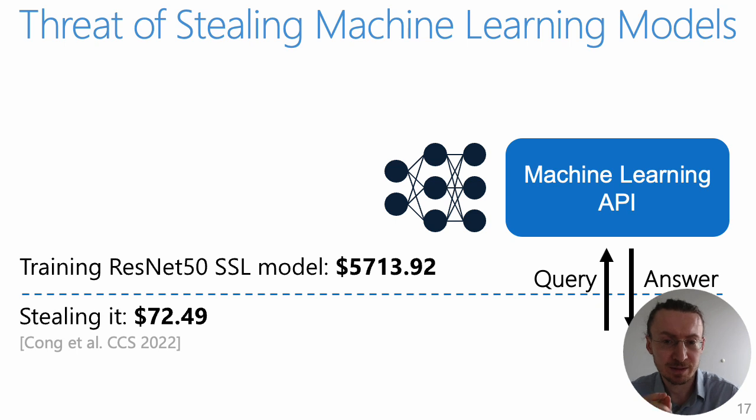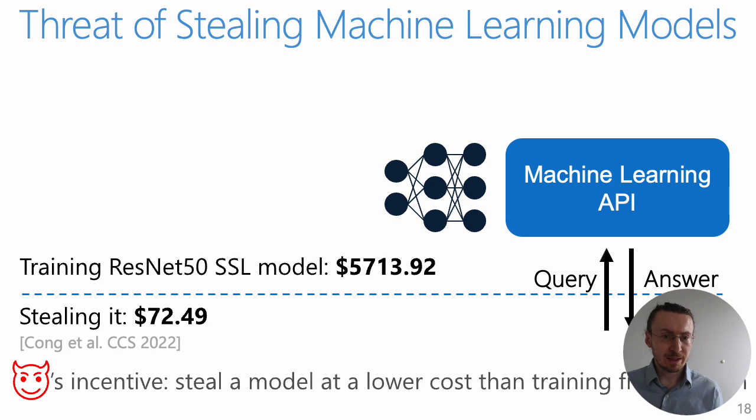So this is another recent example. Researchers from CISPA showed that training less than 50 model, which is in this case a self-supervised model trained without any labels, costs north of $5,713, whereas stealing such an encoder costs only around $72. So this is 80 times less cost to steal the model than to train the model from scratch. The stealing of such encoders is relatively inexpensive, since these ML APIs return a large amount of information. An attacker has the incentive to steal the model at a much lower cost than training the model from scratch.